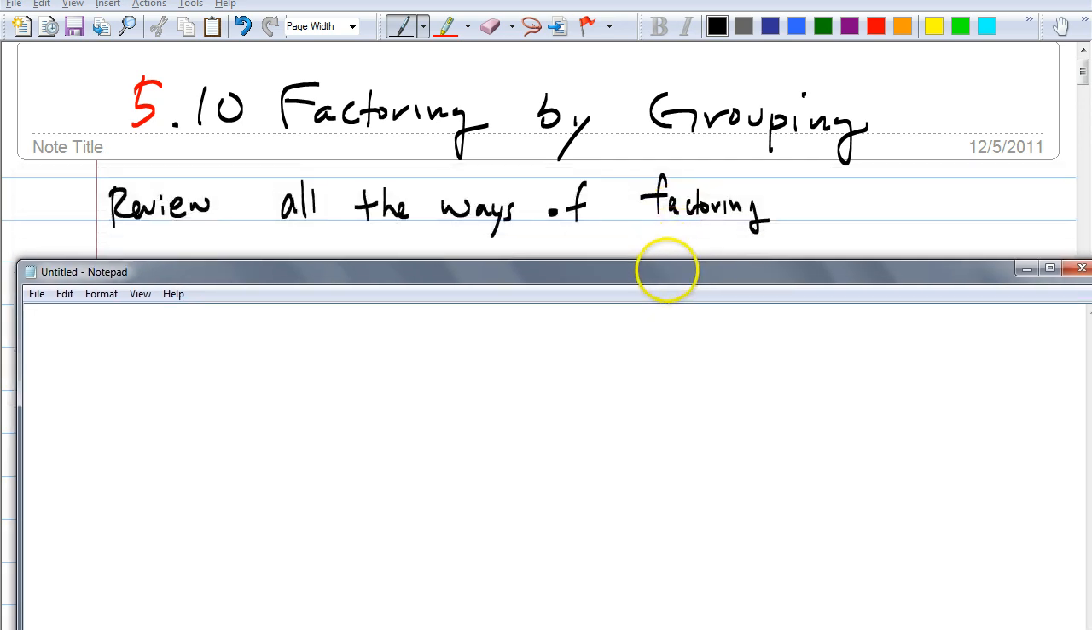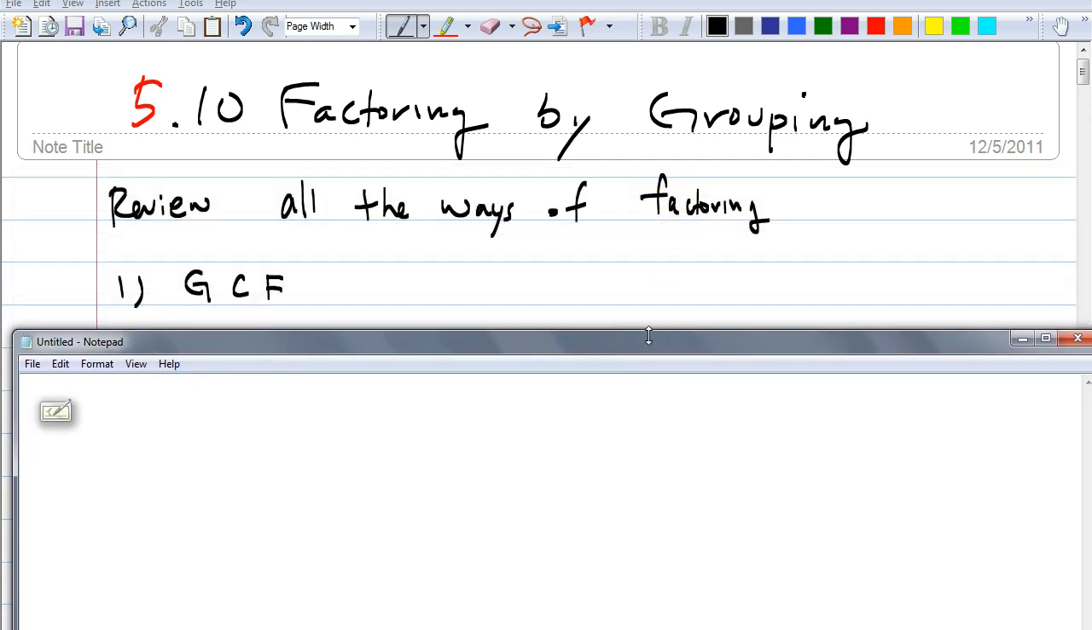So let me review a little bit. First, remember, before you do any factoring, you should always look for GCF. You guys remember that? Greatest common factor. That makes it so much easier to factor polynomials. And of course, after you do GCF, are you done? No. Even if you don't have GCF, what do you do next?